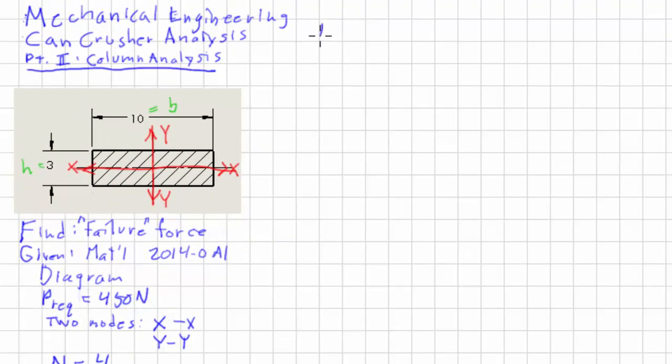If we have failure, buckling in the X direction, what do we do? Okay, so we need to calculate some of these things.